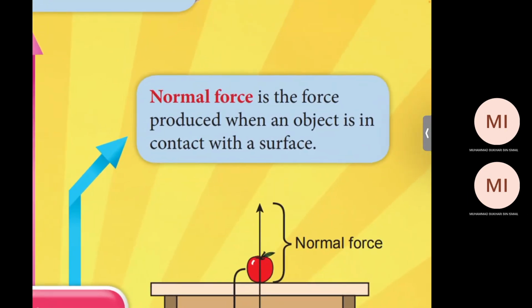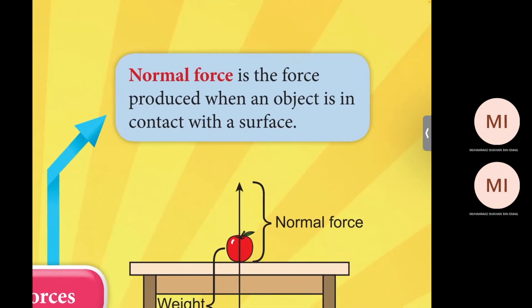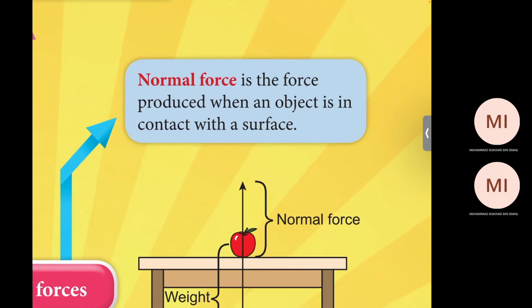Okay, the next thing is normal force. What is normal force? Let's say you have an object here. Then you put it on the table. Do you find that this object moves down to the floor? No, it remains here. So why does it remain here? Because what?